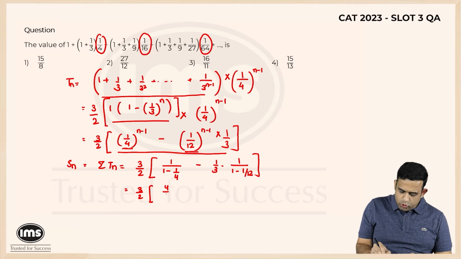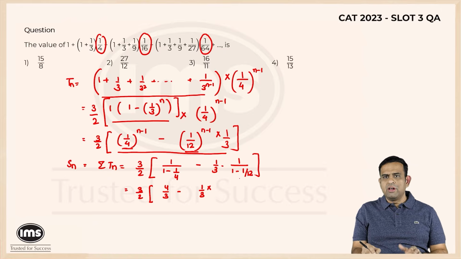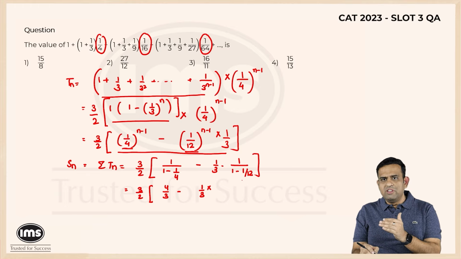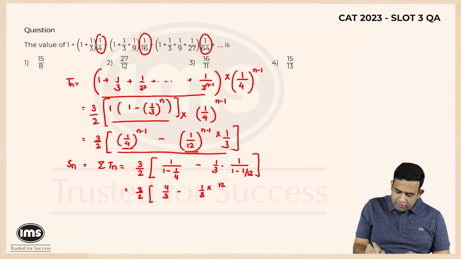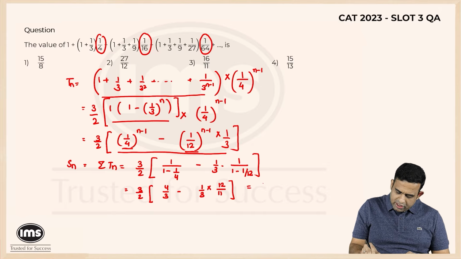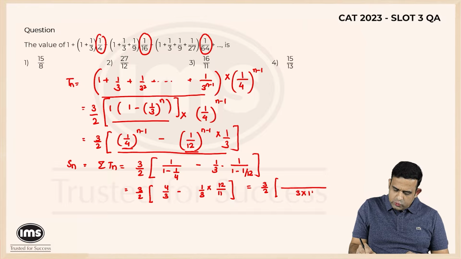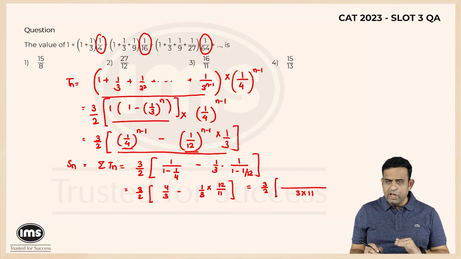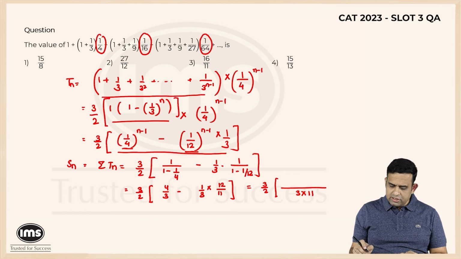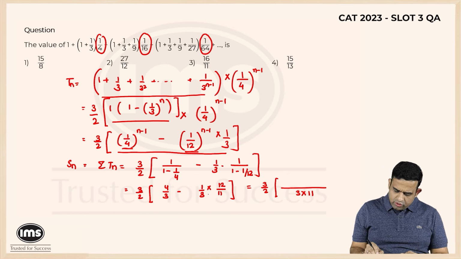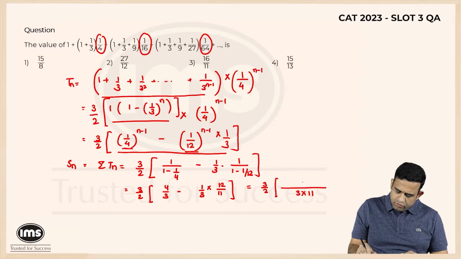So one can say we have 4 by 3 minus 1 by 3 into this part will become 1 minus 1 by 12 is 11 by 12. That will become 12 by 11. So if I look at over here, one can say 3 by 2. Let's take the LCM, which is 3 into 11, and one gets 4 into 11, 44. 44 minus the number 12. 44 minus 12 becomes nothing but 32.